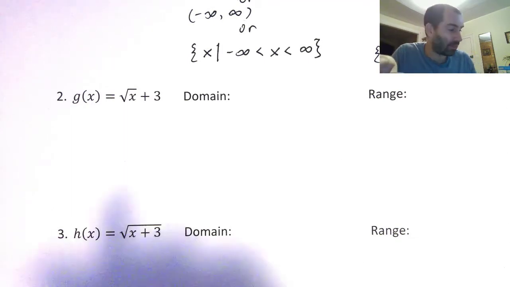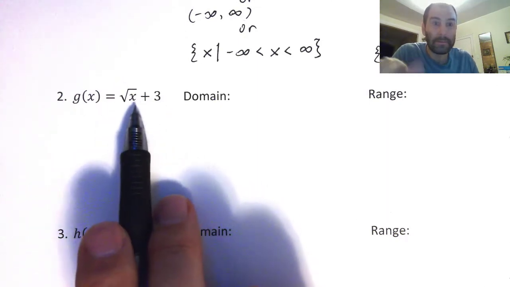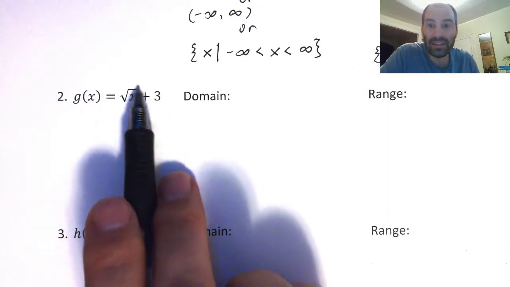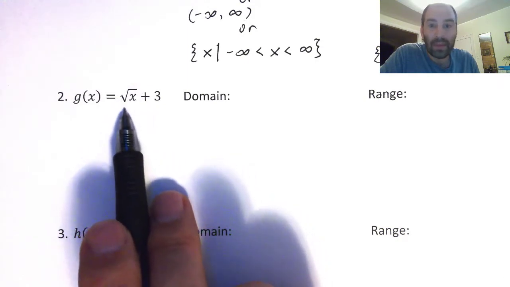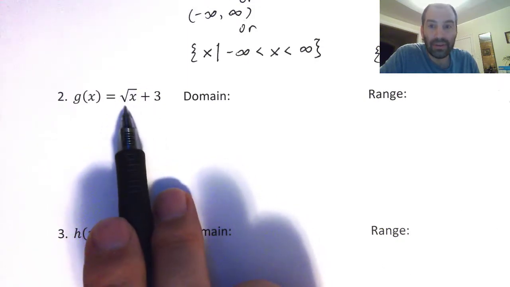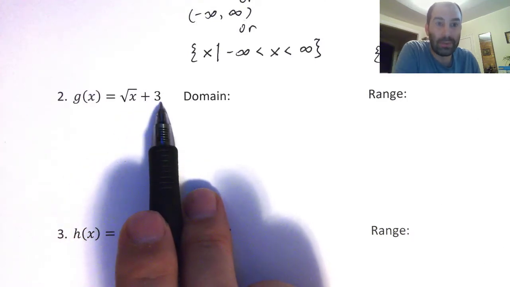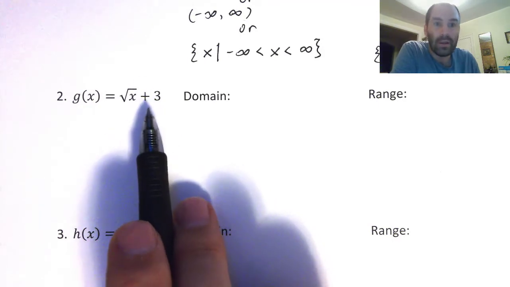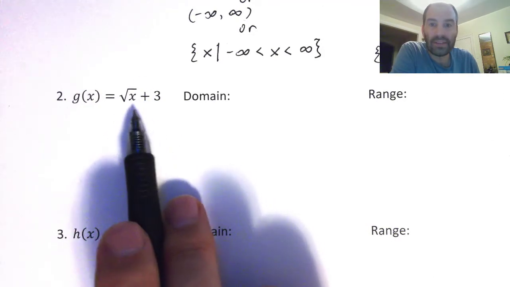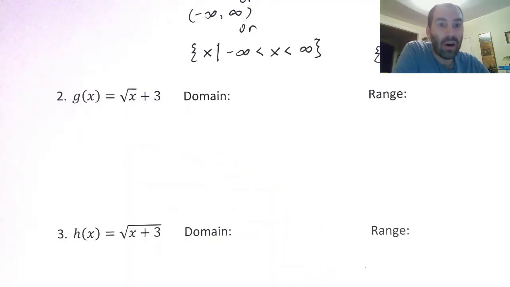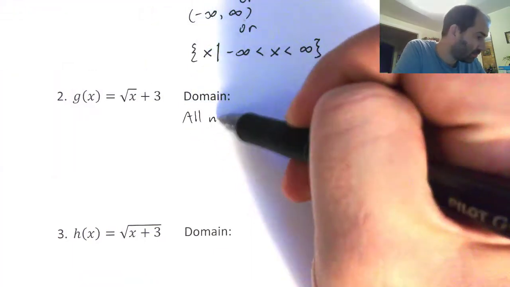Is there any other problems with this? Anything else it can't include? Well, no, that's the only problem. As long as x is a non-negative number, I can compute this, and then whenever I've got a number, I can always add 3. That's not going to pose any problem there. So the answer here is that the domain is all non-negative numbers.